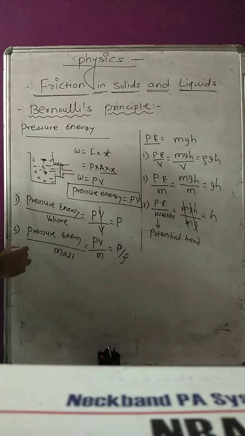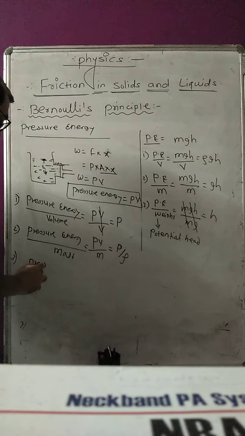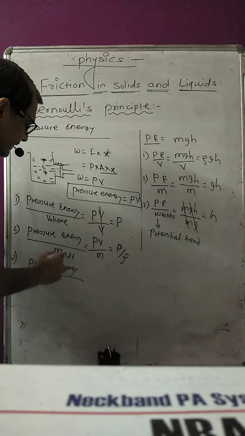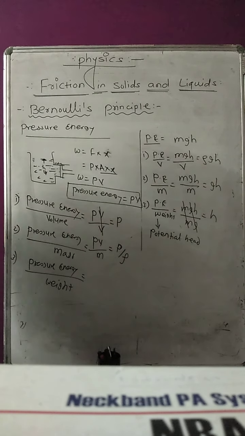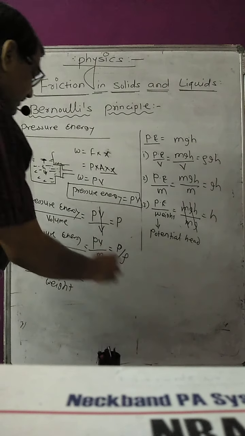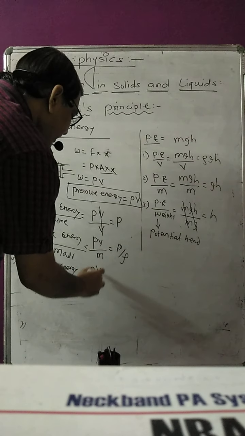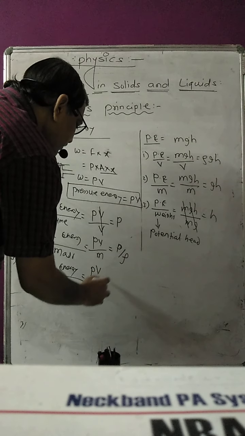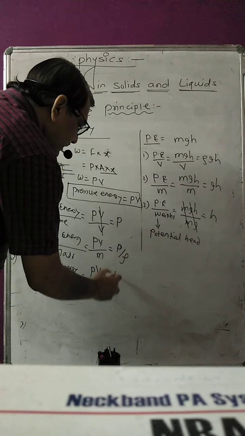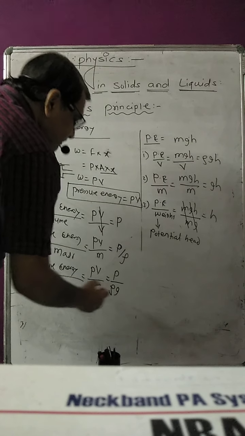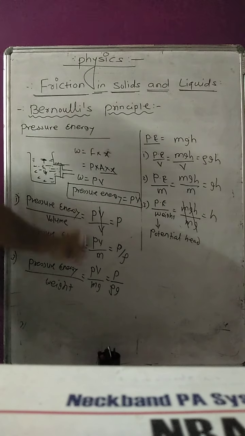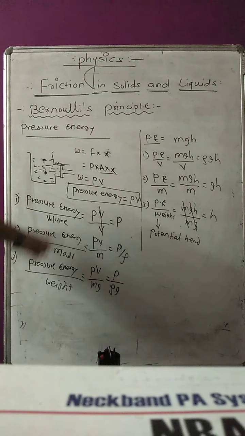And the third parameter is the pressure energy per unit weight. That parameter we want to calculate. It is equal to PV upon m into g. The volume goes here, so it is P upon rho into g, because mass upon volume is density. So these are the three parameters for pressure energy.